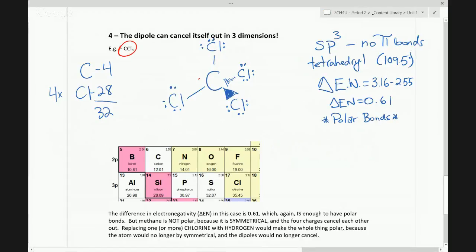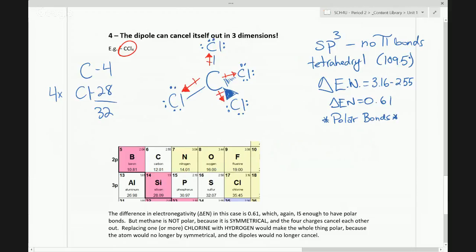So we have one dipole here because the electrons are going to spend more time with chlorine than they do with carbon. We have another dipole here because, again, more time with chlorine. We have another dipole here down towards this chlorine. And we have a final dipole here down towards this chlorine.